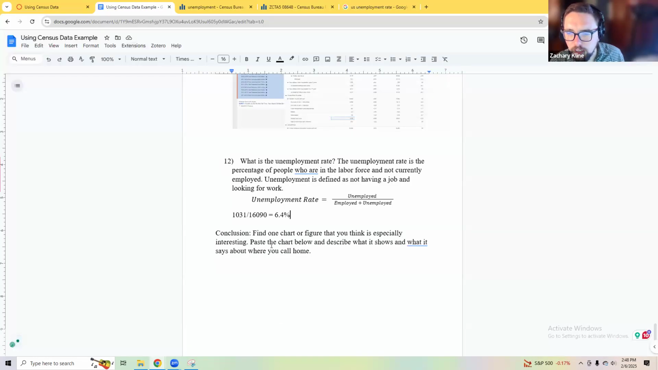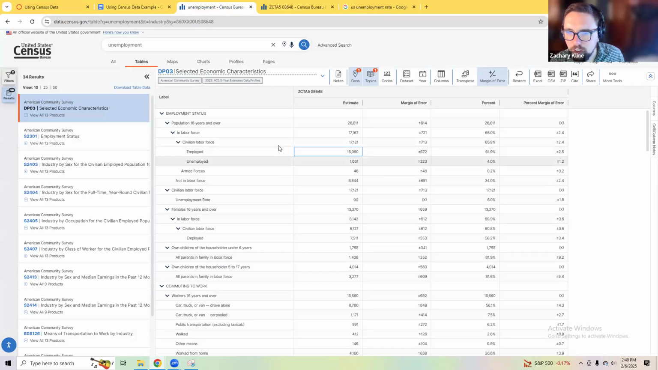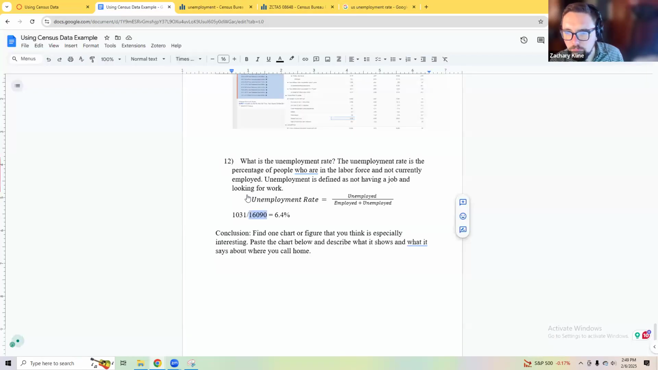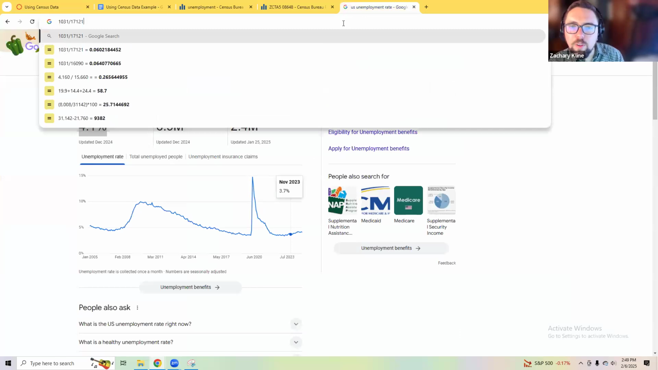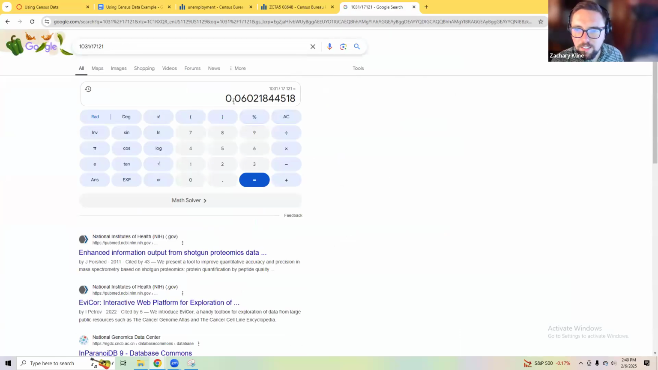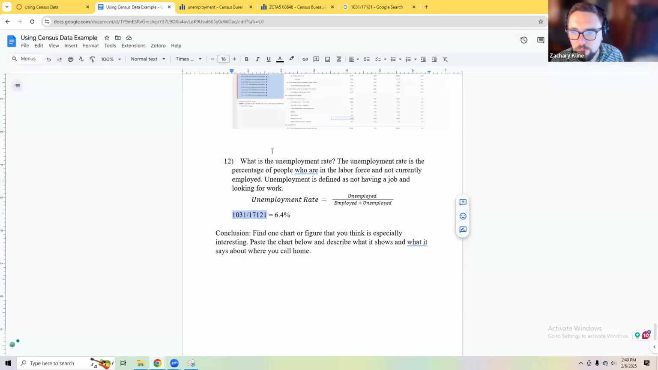Oh, wait a second. I made a mistake. No, I knew that sounded wrong. The correct denominator should have been 1,690 plus 121. That would make sense. We're looking at a very wealthy community, so it would make sense that it has a lower unemployment rate, but still above average. So that's 6.0%. And press share.